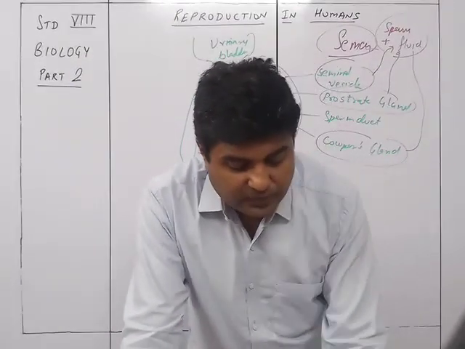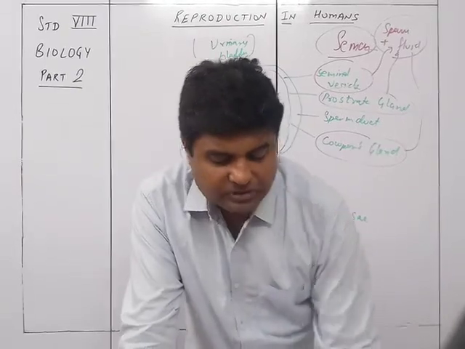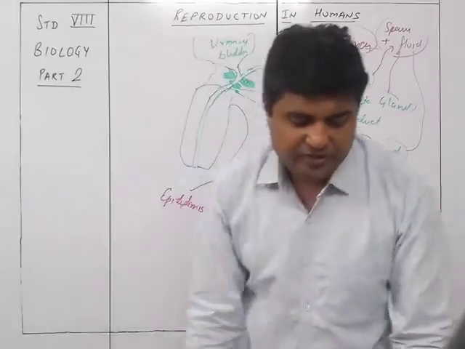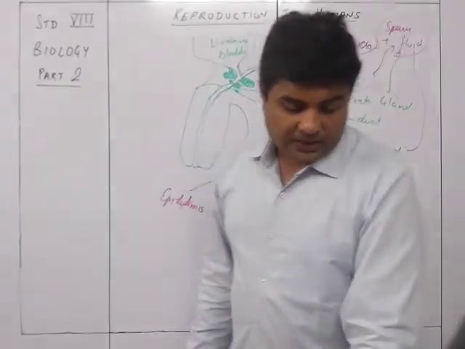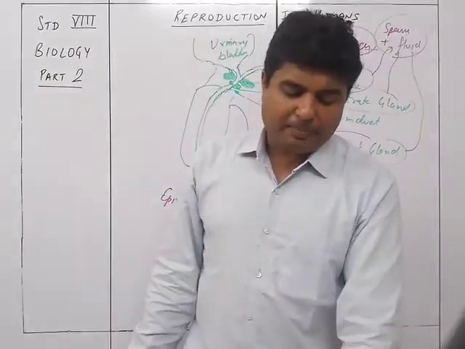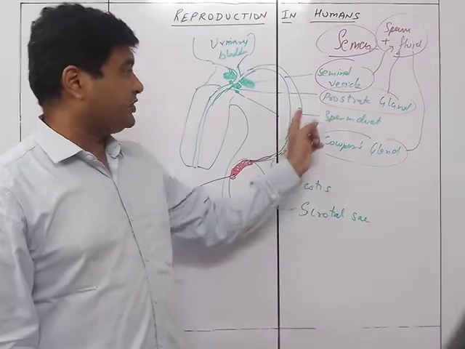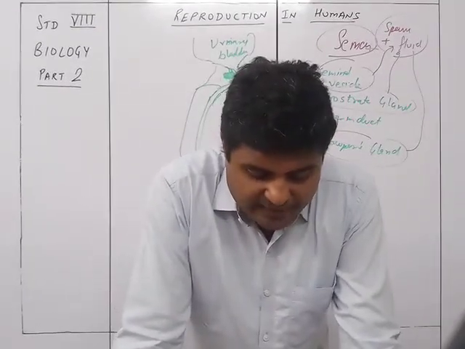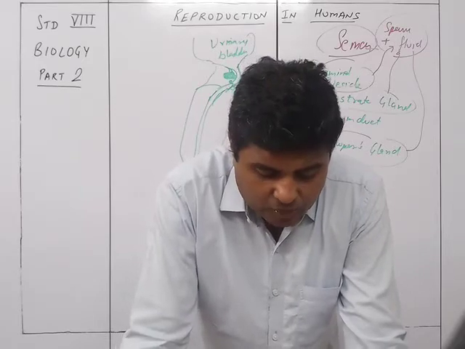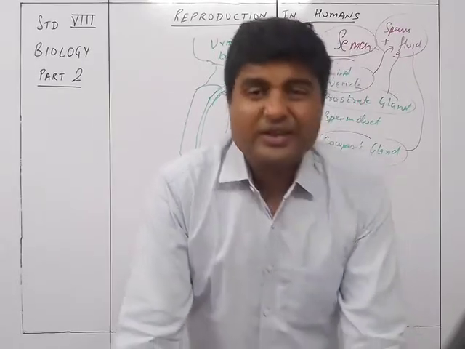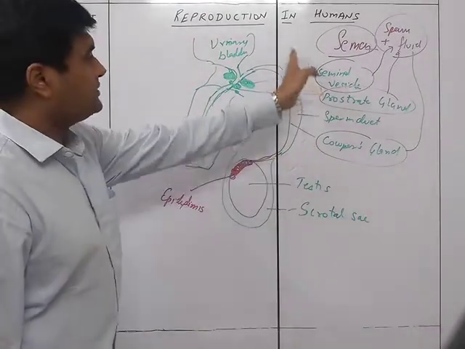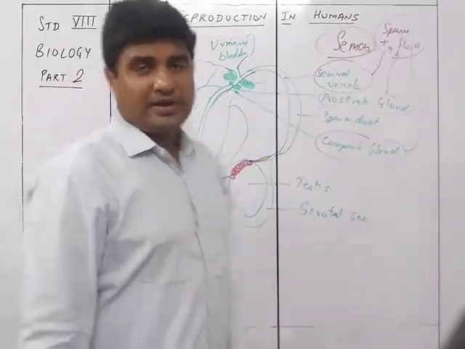The testes consist of a mass of sperm producing tubes. These tubes join to form ducts leading to a highly coiled epididymis found on the upper side of the testes. This in turn leads into a muscular sperm duct. The two sperm ducts, one from each testes, open into the urethra just below the urinary bladder. So just below the urinary bladder, this particular sperm duct is entering into the urethra.